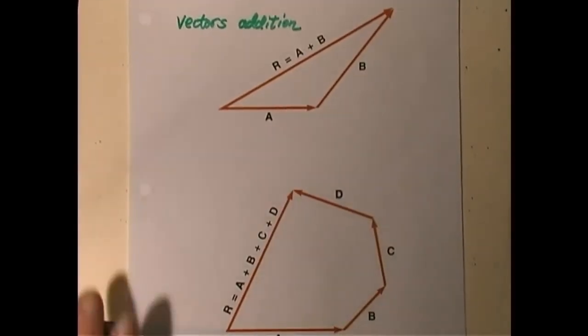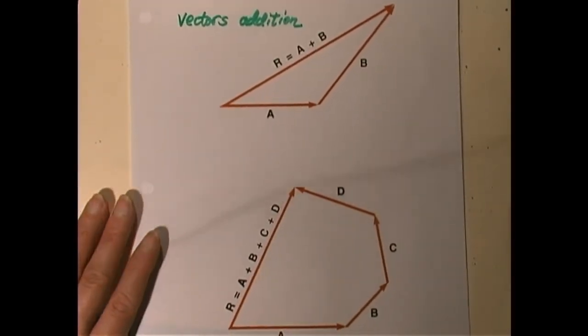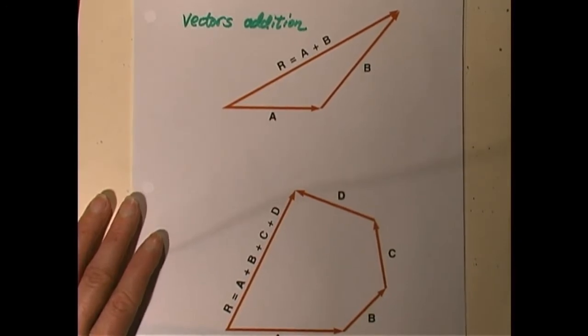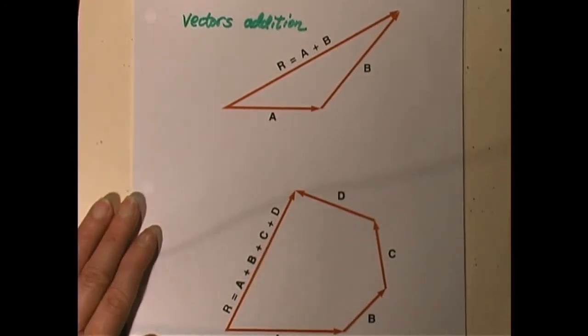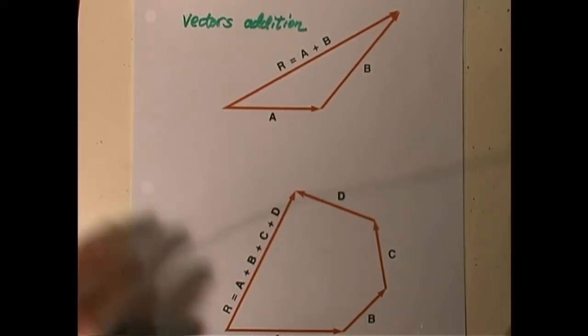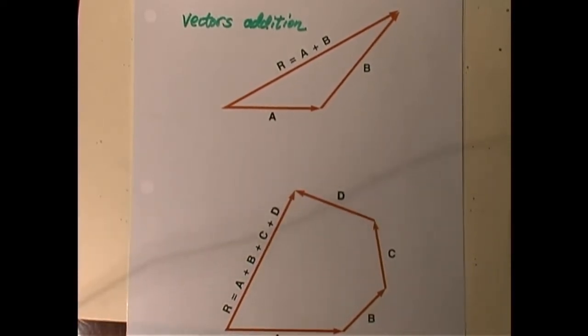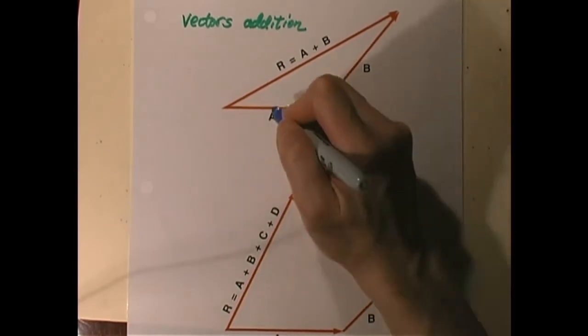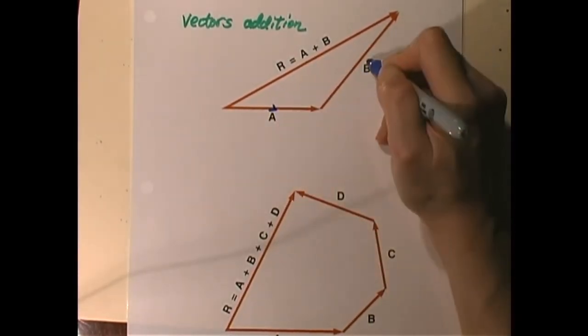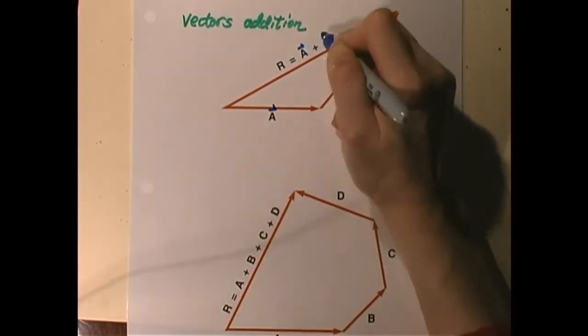Next, we're going to learn how to add two vectors graphically, and then we're going to learn how to add two vectors mathematically. If we know how to add two vectors graphically, then we can add the third one, the fourth one. And same thing, if we know how to add two vectors mathematically, we can do the third one, the fourth one, and so forth.